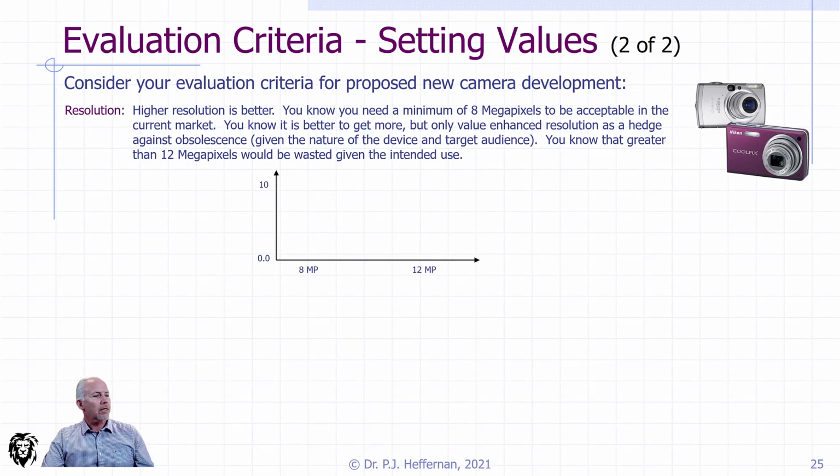And so we may set up a criteria evaluation which would go linearly from 8 megapixels as a minimum up to 12 megapixels as a full score. We're not going to cut it off. If we get higher than 12 megapixels, we're happy with that, but we don't want to invest in getting higher than 12 megapixels. So we've got our score at 10, maxed out at 12, and we're not going to give any more score for higher resolution beyond that.